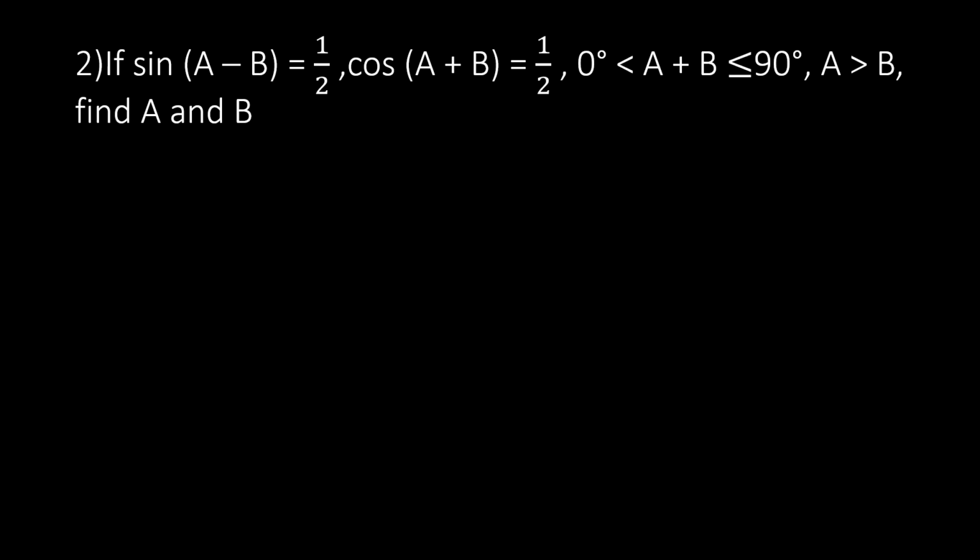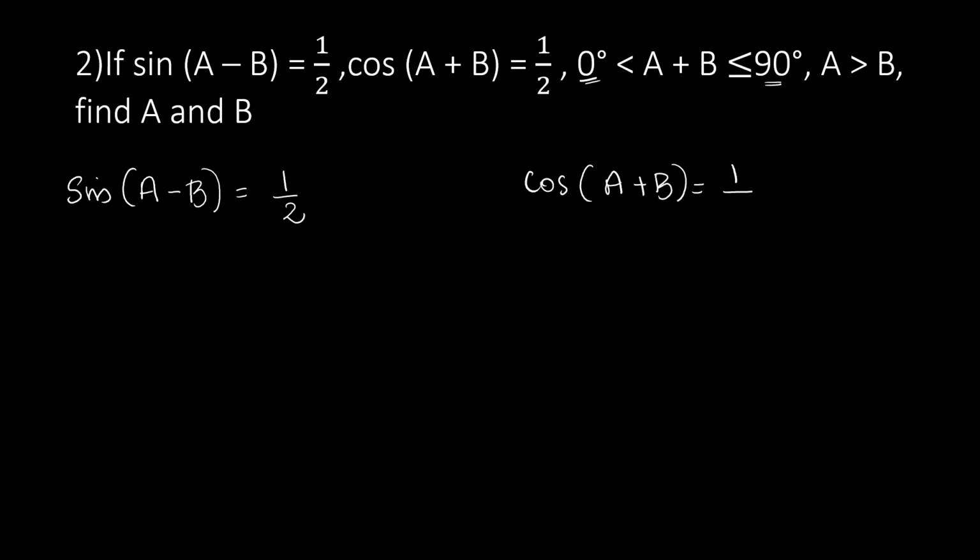If sin(A minus B) equals 1 by 2, cos(A plus B) equals 1 by 2, A plus B is in between 0 degree and 90 degree and A is greater than B, find A minus B. It is given that sine of A minus B equal to half and cos of A plus B equal to half. So first we will write the trigonometric ratios of sine and cos.